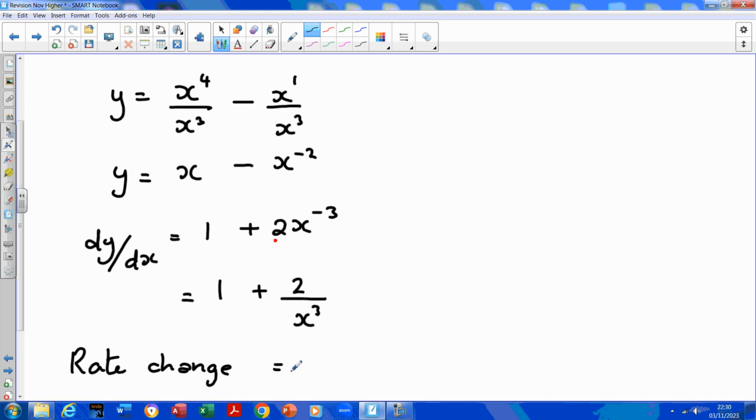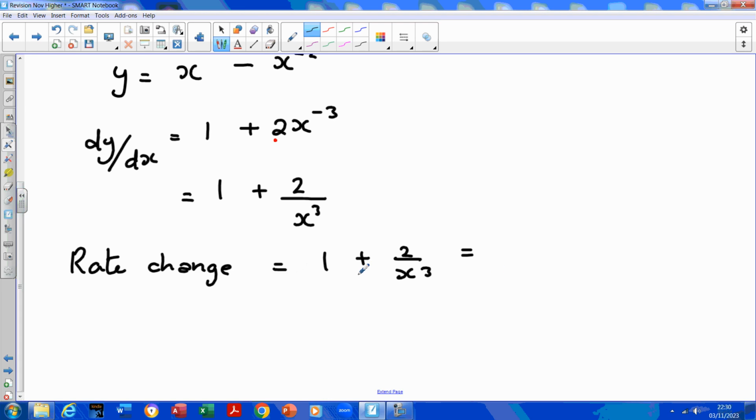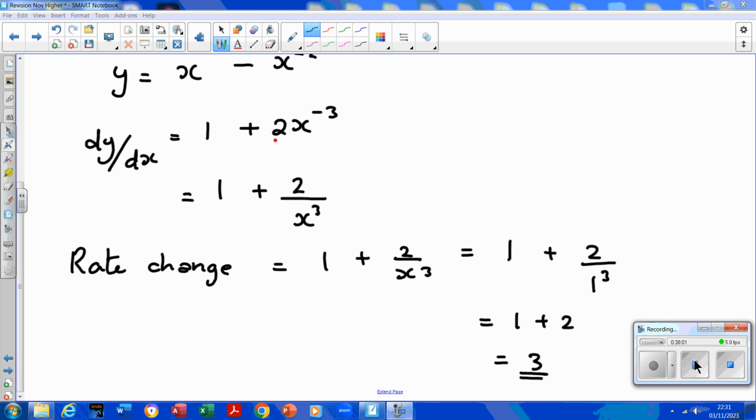So rate of change is equal to 1 plus 2 over x cubed. And it's the rate of change when x is equal to 1. So we substitute 1 into that. So 1 stays as it is. And then I've got plus 2 divided by 1 to the power of 3, which is 1 plus 2. So the rate of change is equal to 3. So when you see rate of change, you take the derivative and you substitute in your value for x.